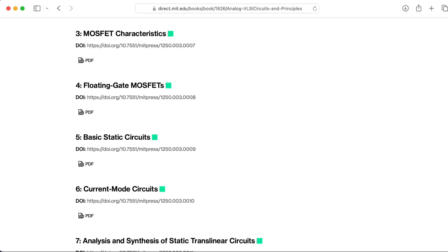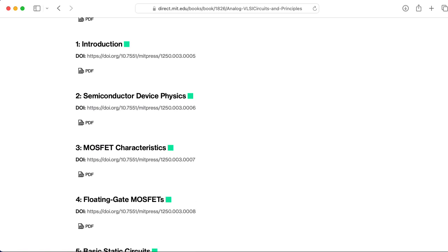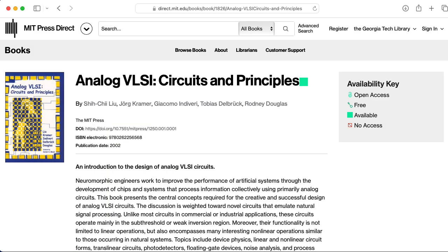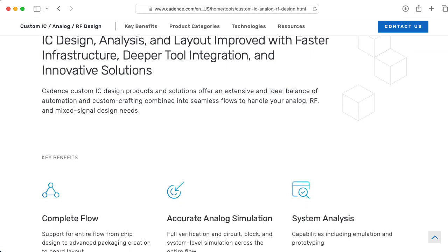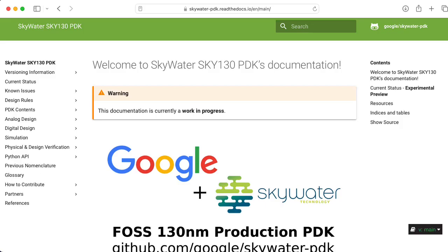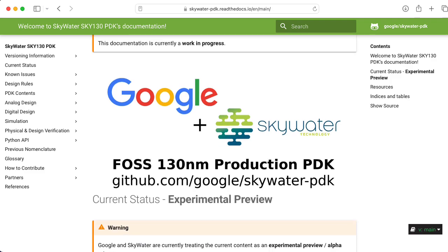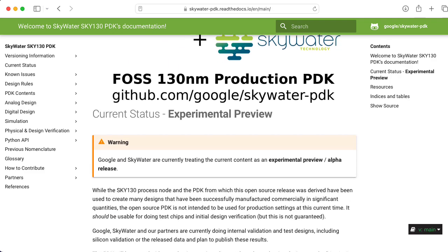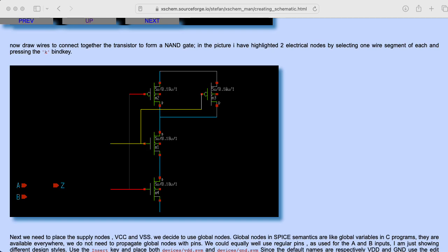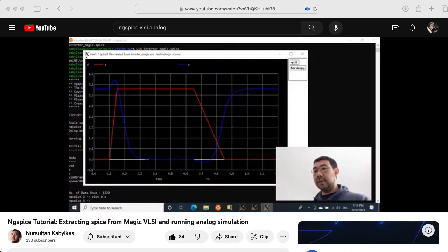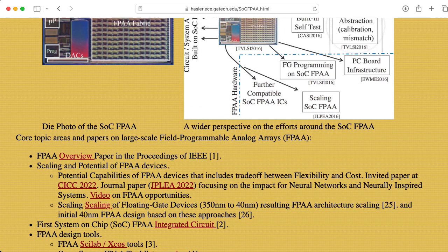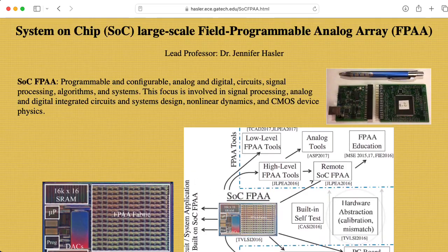I'm a professor of electrical and computer engineering at Georgia Tech, and I've recently become interested in analog integrated circuit design. Commercial tools like Cadence go in the category of, if you have to ask the price, you can't afford it. But there are now open source tool chains for things like SkyWater's 130 nanometer process. You can enter your schematic using XSCHEM, do the layout in Magic, and simulate your design using ngspice. And there are also field programmable analog arrays on the horizon.